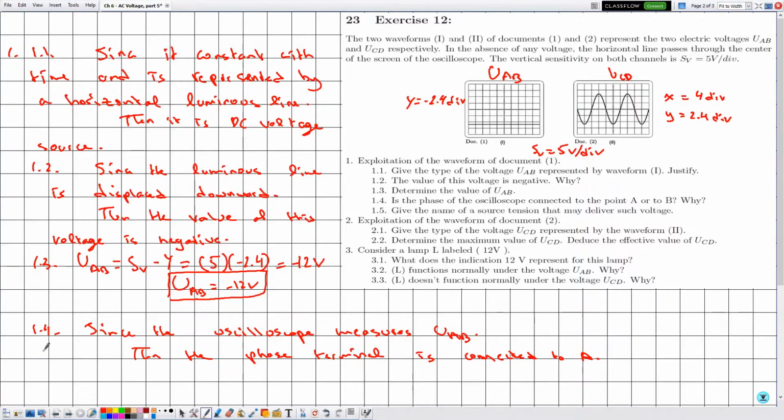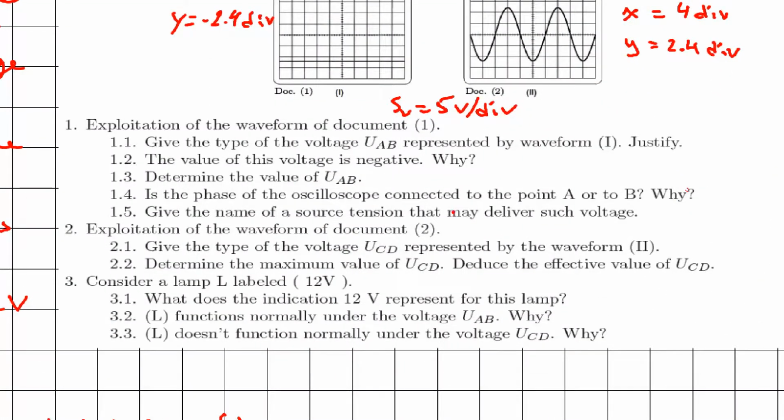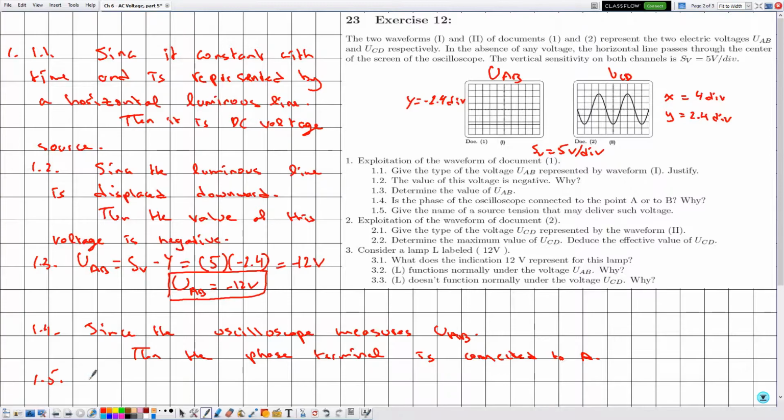Now in 1.5, we need to give the name of a source tension that may deliver such voltage, which is DC voltage, and we know that the most common one is a battery. We can also say, for example, dry cell, galvanic cell, etc. All of these are valid examples of DC voltage source.